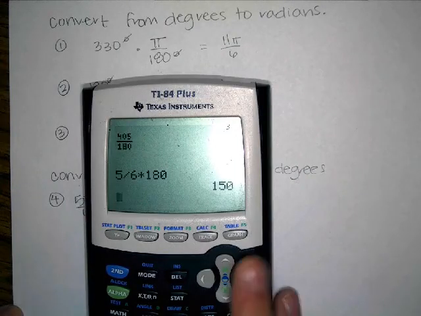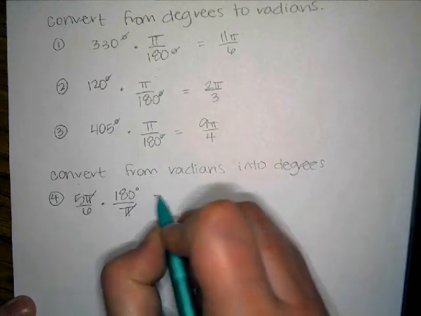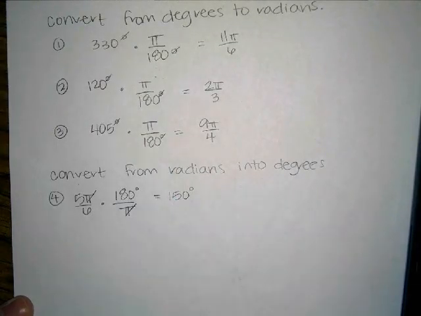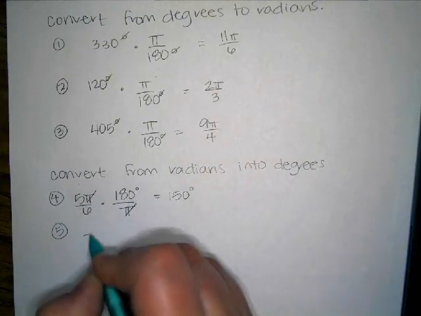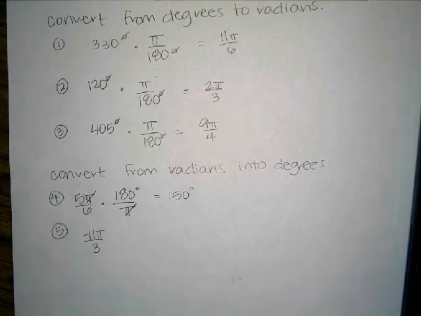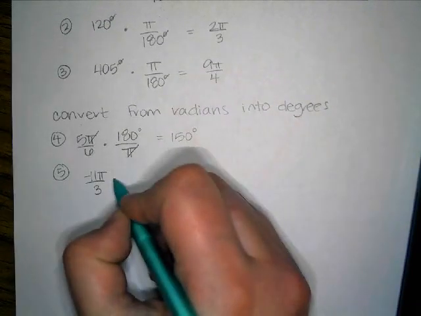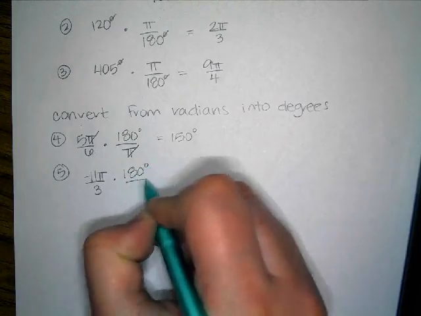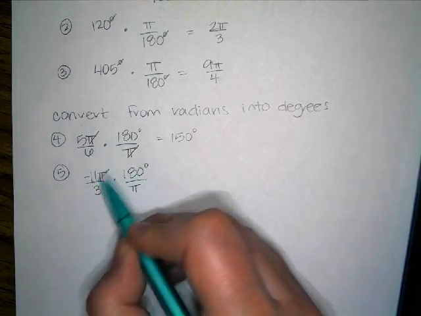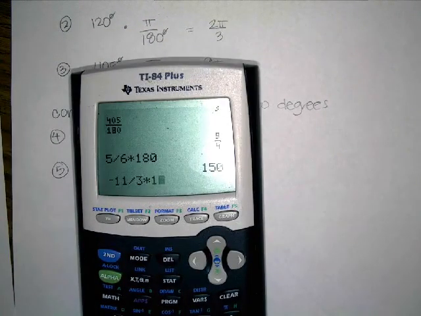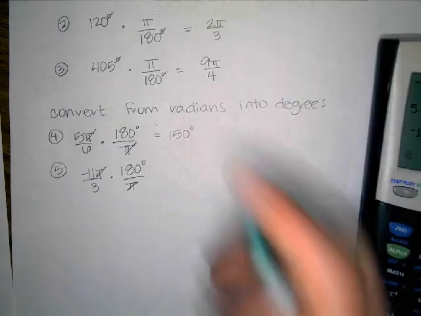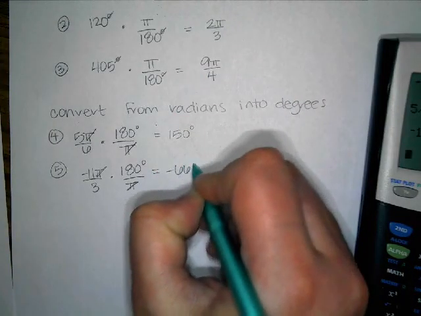But if you want to type 5/6 as a fraction times 180, that's fine. You'll still get it right. All right, the next one I want us to convert is negative 11 pi thirds. So we're going to do that times 180 over pi. Our pi's cancel. And we have negative 11 thirds times 180, negative 660. And then let's do 5 pi fourths.